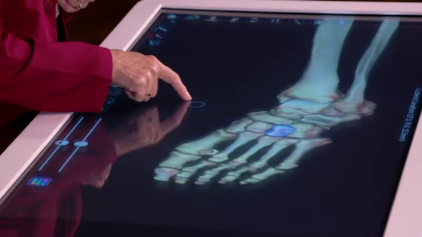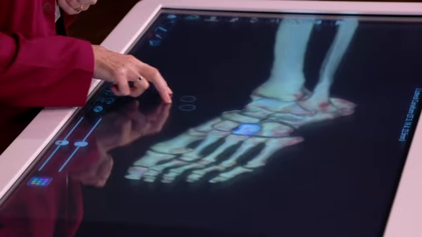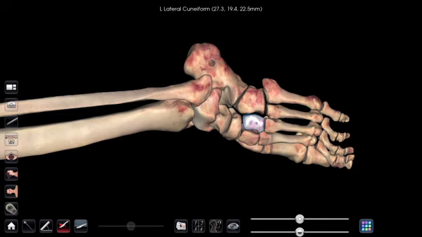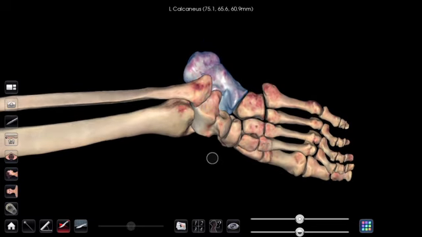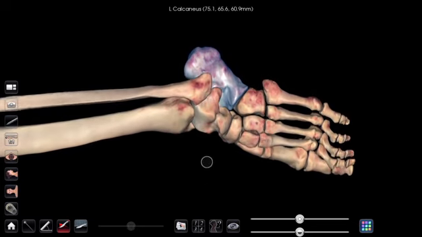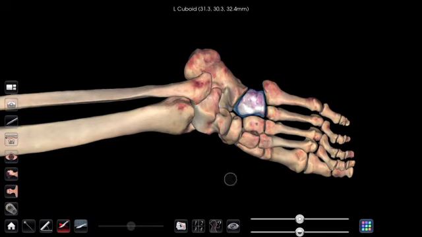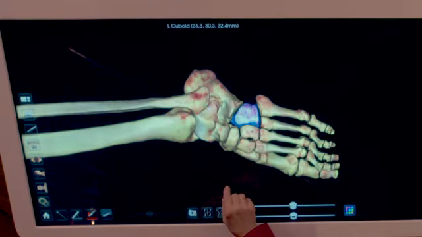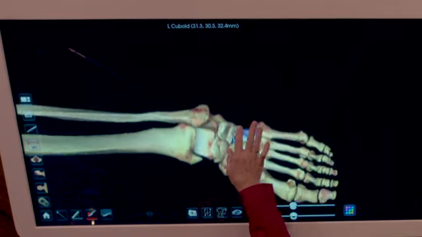If we turn the foot so we can see a lateral view, we can see the calcaneus, the largest of the tarsal bones, as well as the cuboid, which is in line along that lateral edge of the foot.